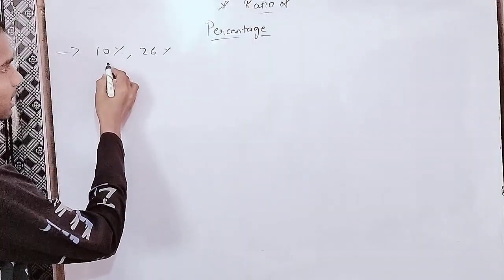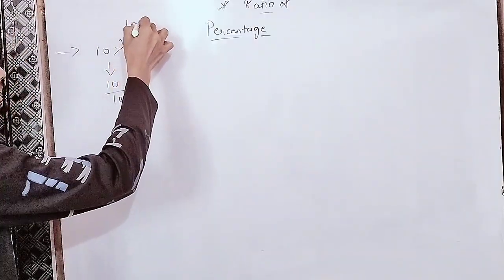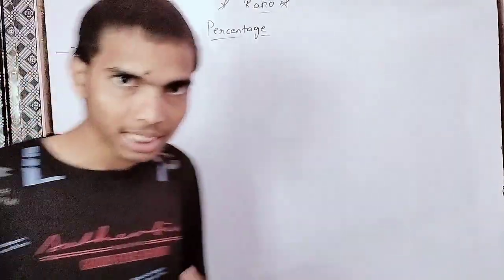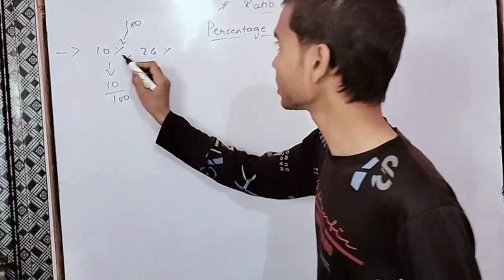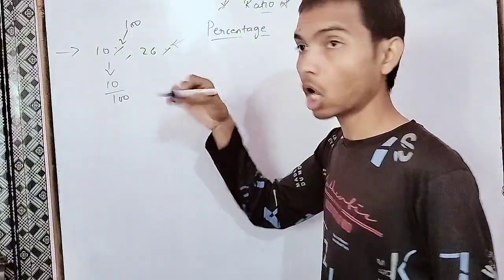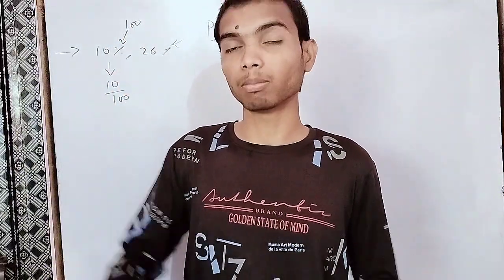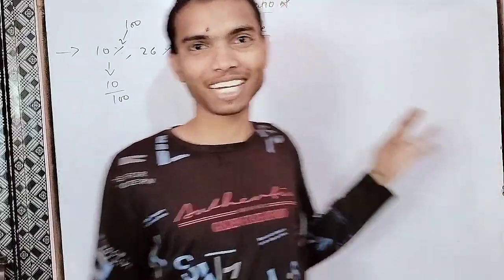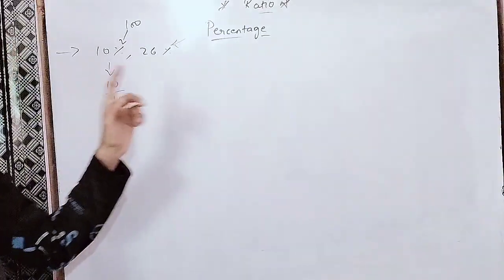Here you can say that it can be written as 10 upon 100. The meaning of this is 100. This number 100 is a hint of a percentage. From here you can understand how to represent a percentage. So this is a hint of representing a percentage.